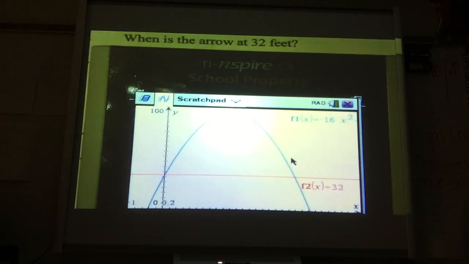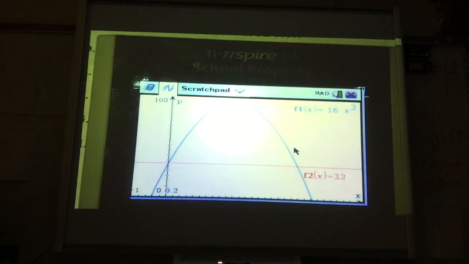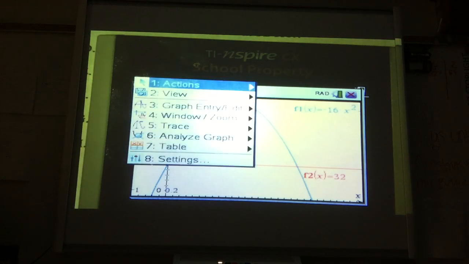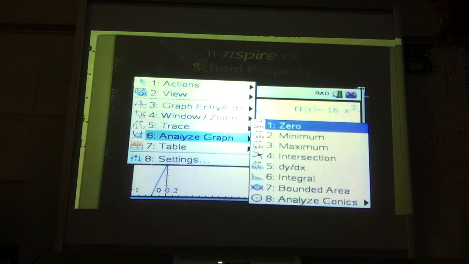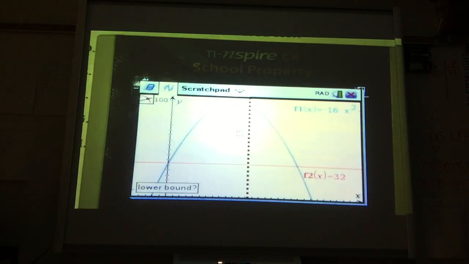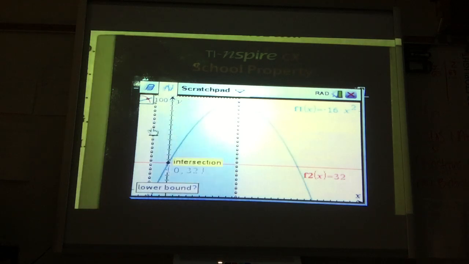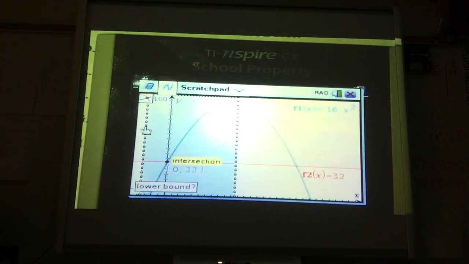Right there and right there. Those are the two spots that it reaches 32. So I'm going to find exactly where the two spots are. I'm going to go to Analyze Graph, 4 is intersection. And then I'm going to click here in the middle. I'm just going to highlight over here, and it says it reaches 32 at 0 seconds.